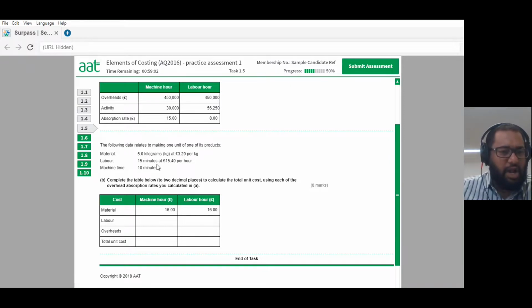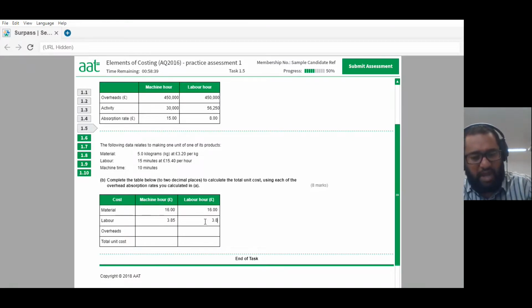How about the labor cost? Labor cost is 15 minutes at £15.40 per hour. So therefore, my total labor cost in this scenario is going to be 15.40 divided by 4. It's £3.85. So £3.85 per labor.